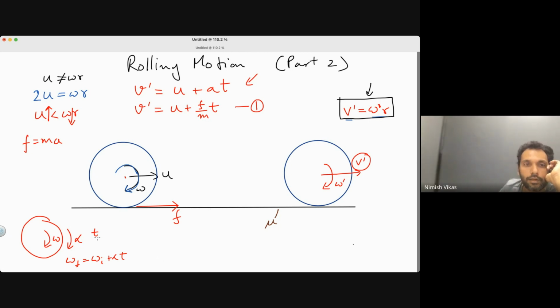From this lesson, you have learned how to get your alpha, like how you got your A: F is equal to MA. How do you get your alpha? Torque is equal to I alpha, right? Right, guys? So having these things in your mind, can you tell me the equation of the omega dash? Initially it was omega, finally it becomes omega dash because there is an alpha acting.